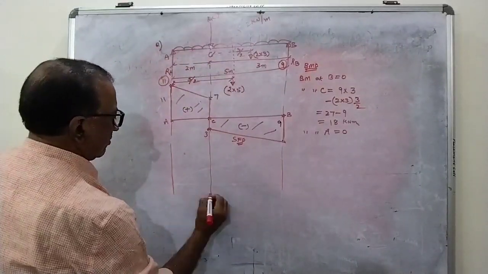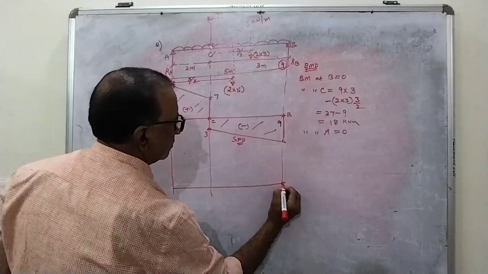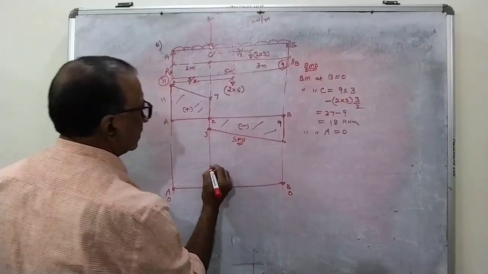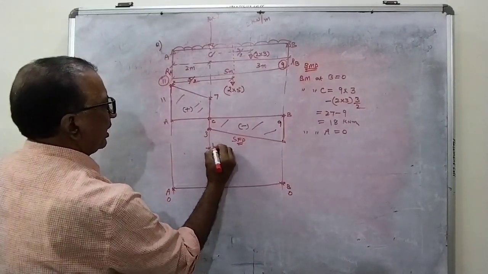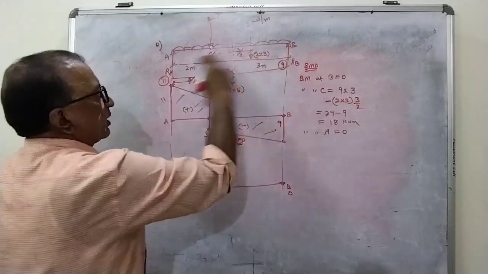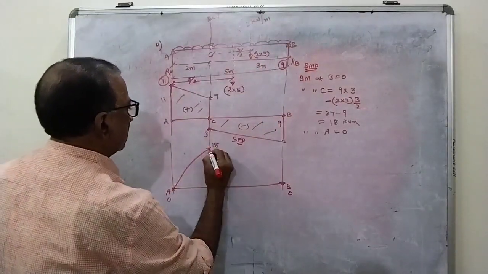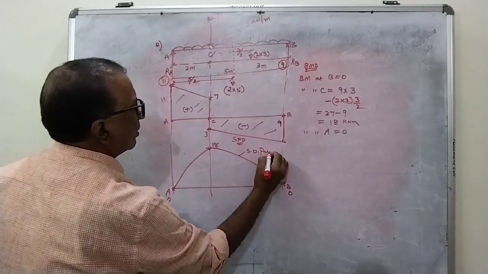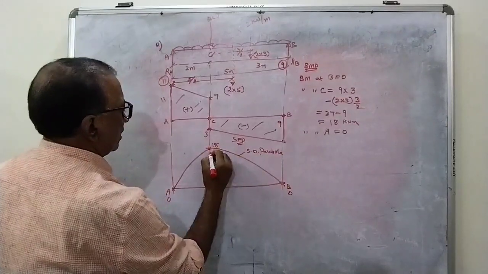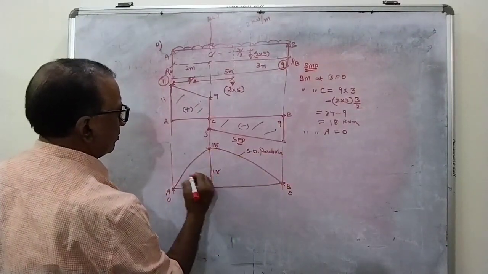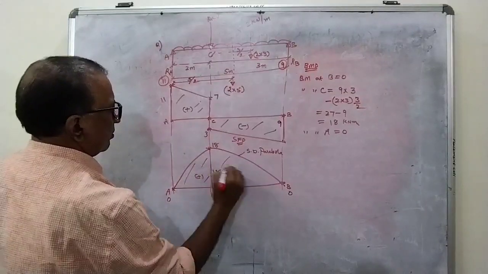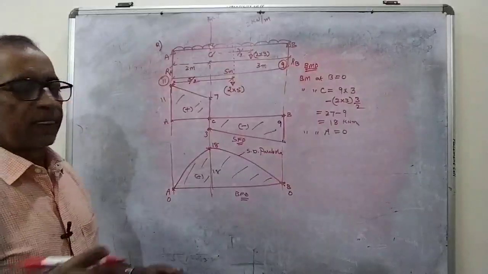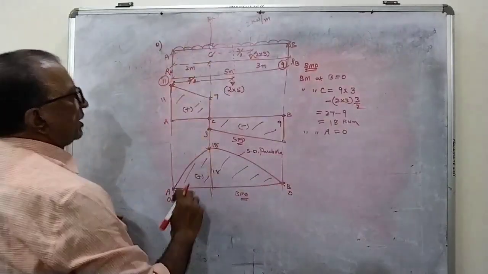So if I draw the diagram, B, A, 0, 0, here at C it is 18. Since UDL is for the total span, you have to join by a second degree parabola. Total is a second degree parabola. Here the value is 18. This is our bending moment diagram, in which we are getting the maximum bending moment at C.